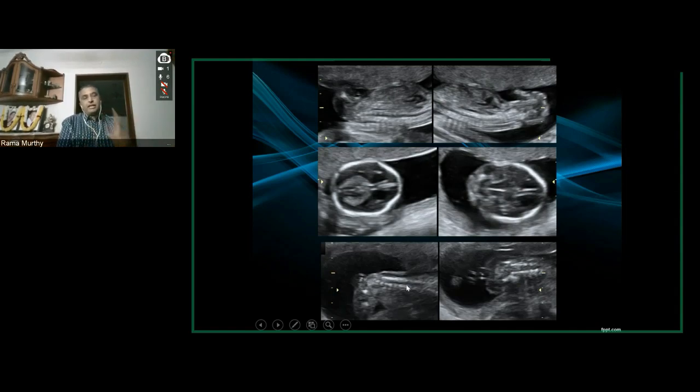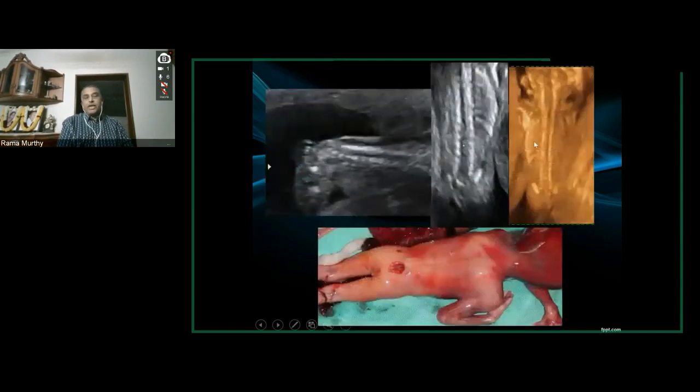Let the baby turn, let the fetus turn, do a transvaginal ultrasound, and you pick up this small little lesion at the tip of the sacrum. Thanks to these signs, we were able to make this lesion out. 3D, 4D really doesn't help over here. That's the lesion, and that's the same fetus after termination, showing you the subtlety, the smallness of the lesion. These are lesions which are difficult to pick up, right?